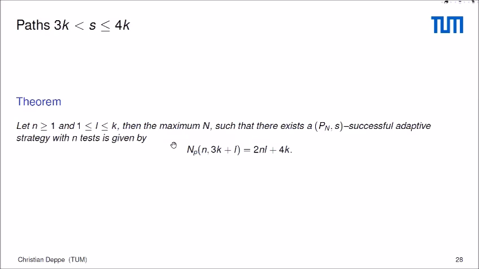And we get the following theorem. This kind of interval tests are optimal. Also, if k is greater than 1, we get this result here: that n of n 3k plus l, where l is between 1 and k, is equal to 2nl plus 4k. You see now it grows linearly. It's different, but we can solve it and get a better accuracy.